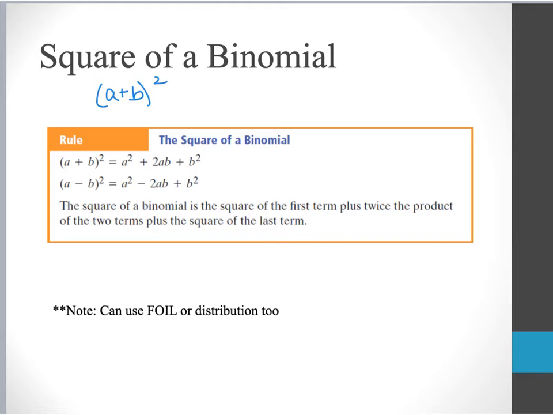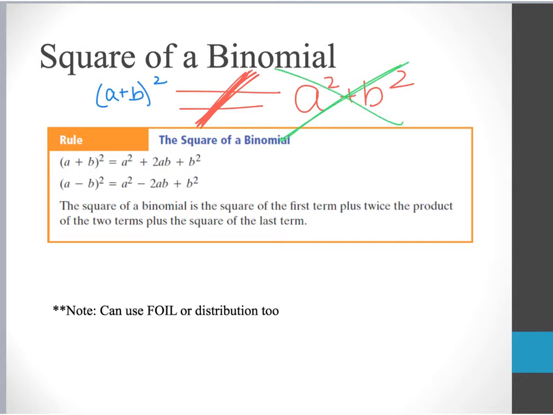And I'm going to tell you right now, make this a big not equal sign. This is not equal to a squared plus b squared. So please do not ever write that, because that is not correct.